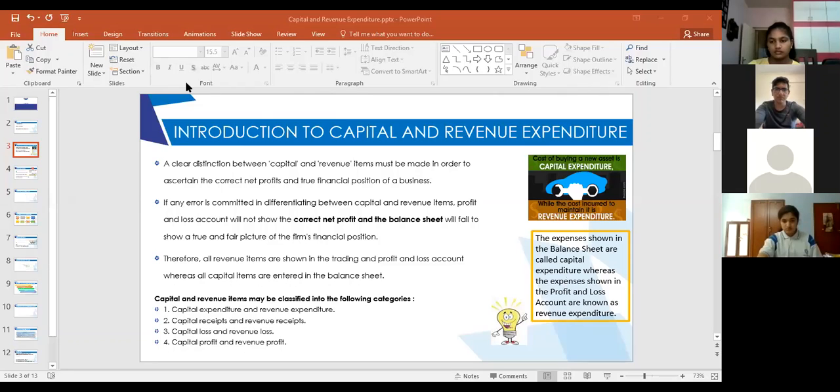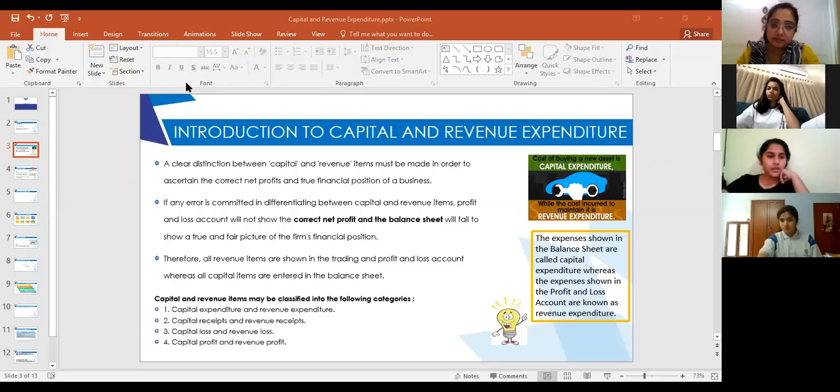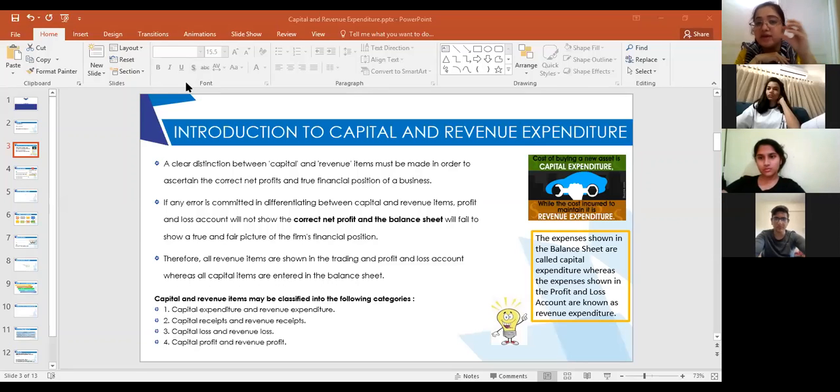Ma'am, the second point: if any error is committed in differentiating between capital and revenue items. Now see, capital expenditure results in acquisition of an asset, when you are buying something. So whenever you buy an asset, where will the asset feature? In the balance sheet. Suppose I put the asset in the profit and loss account. It will not give me a true picture of the profits and losses, because all profits and losses need to be put.